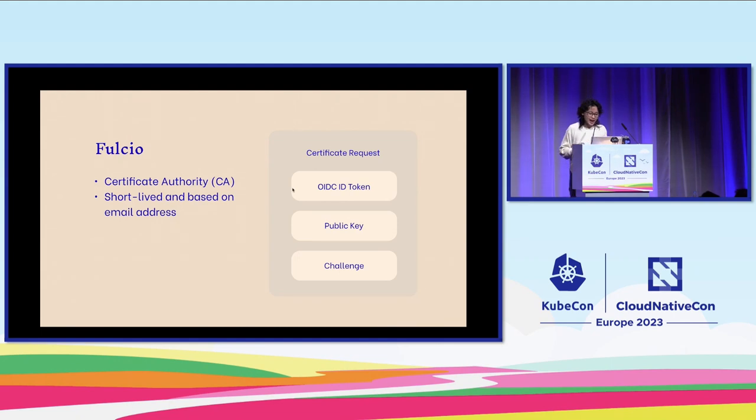Not really. Because public keys are public, you need a way to tell Fulcio that you actually own them, right? And the way you do that is, imagine Fulcio gives you, say, a string. You encrypt it with your private key. If Fulcio can decrypt it with the public key you gave it and get the same response, then now you own the public key.